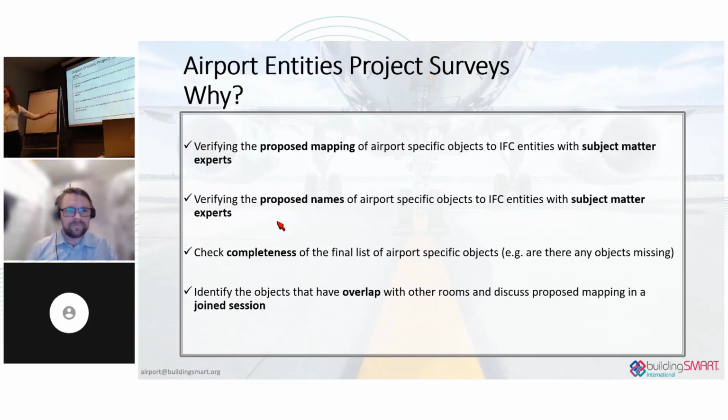And then last but not least, we want to identify the objects that overlap with other rooms and discuss the proposed mapping in a joint session. So if you translate that, is this approach something that you think is valuable for yourselves? You also answered that the regulatory checks are quite difficult. But maybe we can check whether these checks are different, and maybe we can define those checks and see whether there is a possibility in this way of working.